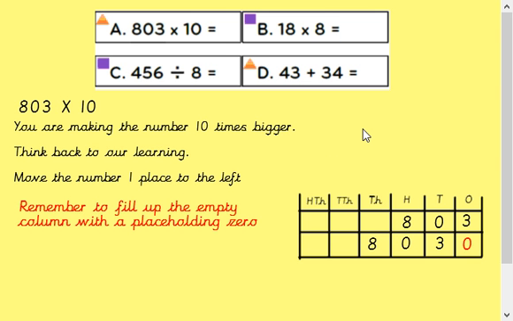First question this morning, 803 times 10. Remember, you are making this number 10 times bigger. Think back to our learning. We move the number one place to the left. So we start with 803. We move every digit one place to the left, and then fill up the empty column with a placeholding 0. So our answer will be 8,030. The key here as well, please remember you move the 0 as well. If you don't move the 0, you will get your answer incorrect.